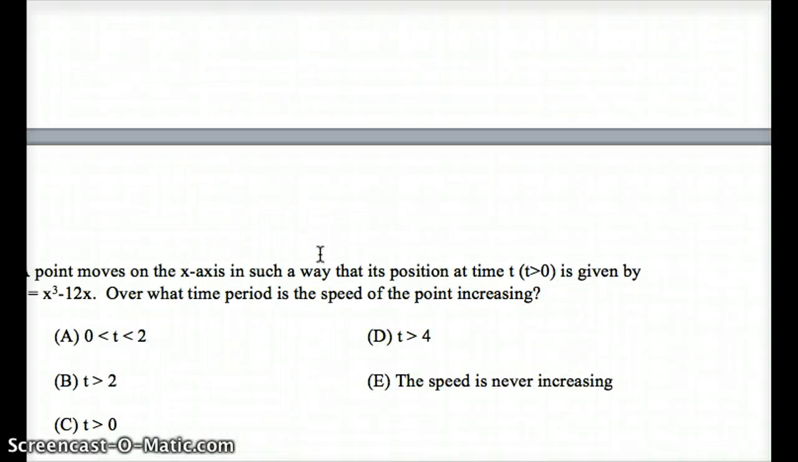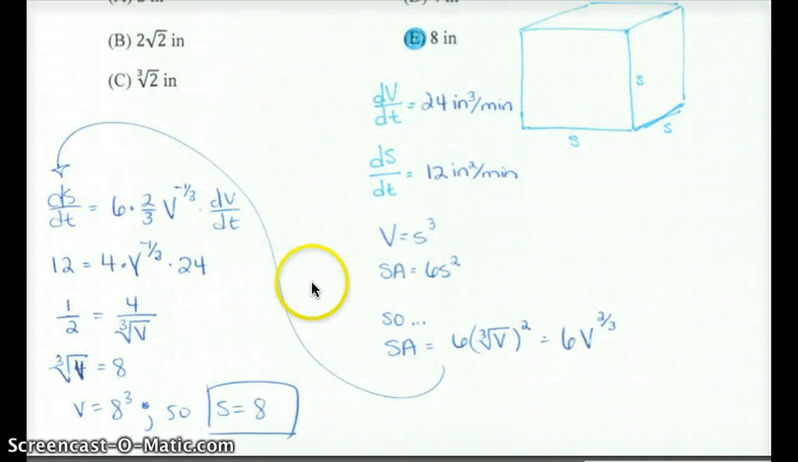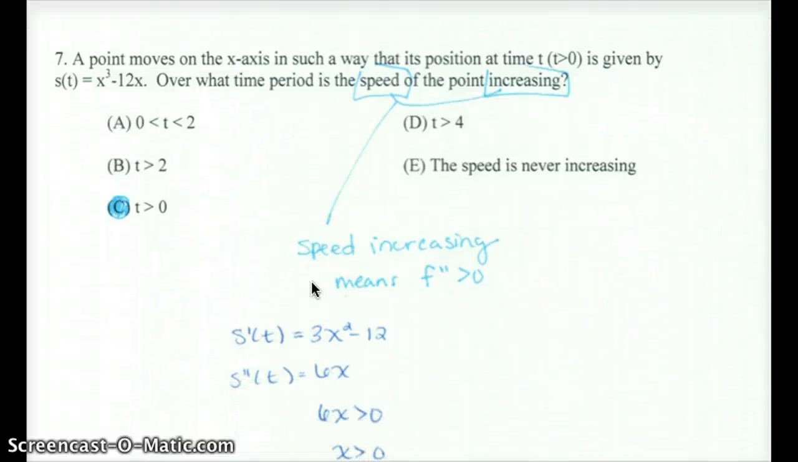Here's the question for you. Position graph, same process. And the answers for that one.